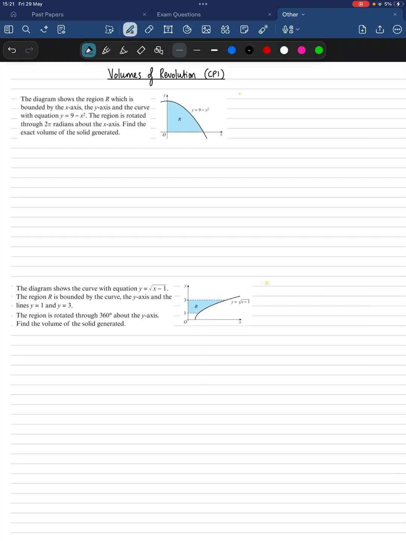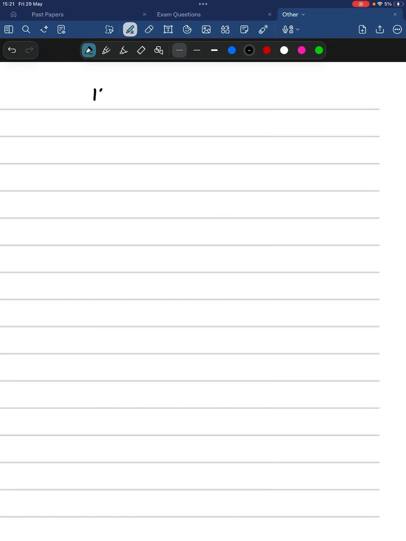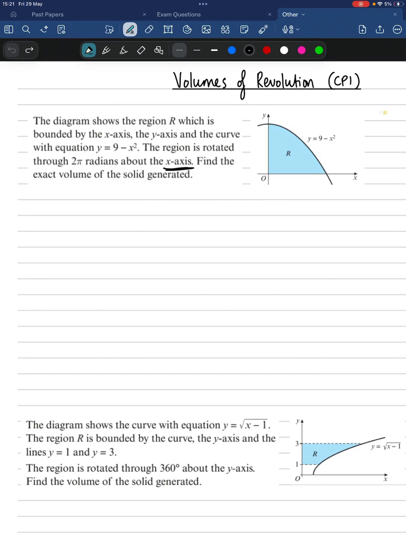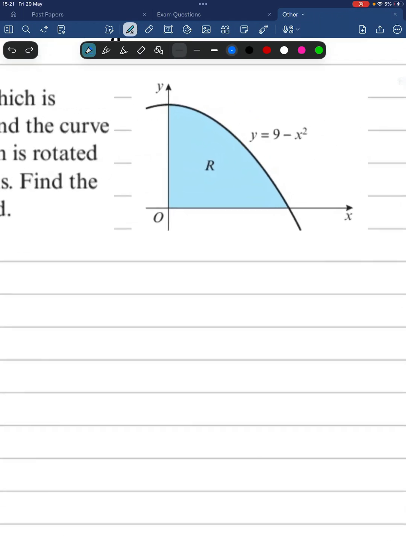Well, we know that the formula is pi times the integral between x1 and x2 of y squared dx, or pi times the integral between y1 and y2 of x squared dy. Alright, so for this question, we're rotating about the x-axis, so we're going to be integrating with respect to x. Because our two bounds are 0 and this, we're going to have to find what this is. Well, this is just the x-intercept.